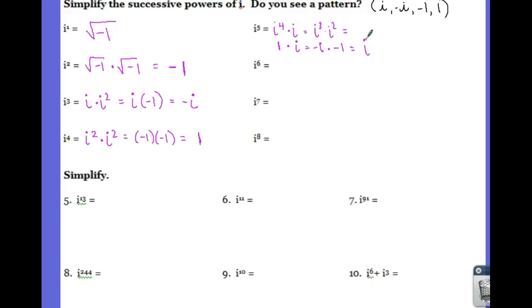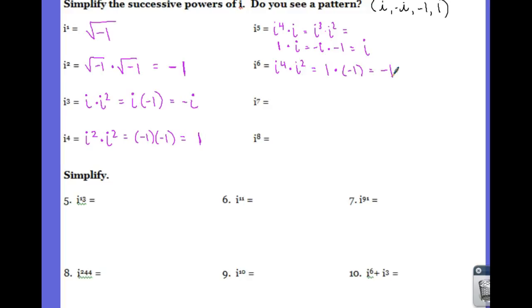So, same with i to the 6th. Rewrite it using one of these 4. So we could make i to the 6th, i to the 4th and i squared. We could make it i cubed and i cubed. You could make it i to the 5th and i. But at the end of the day, if you make it i to the 4th, you get 1. If you make it i squared, you get negative 1. So 1 times negative 1 is negative 1.